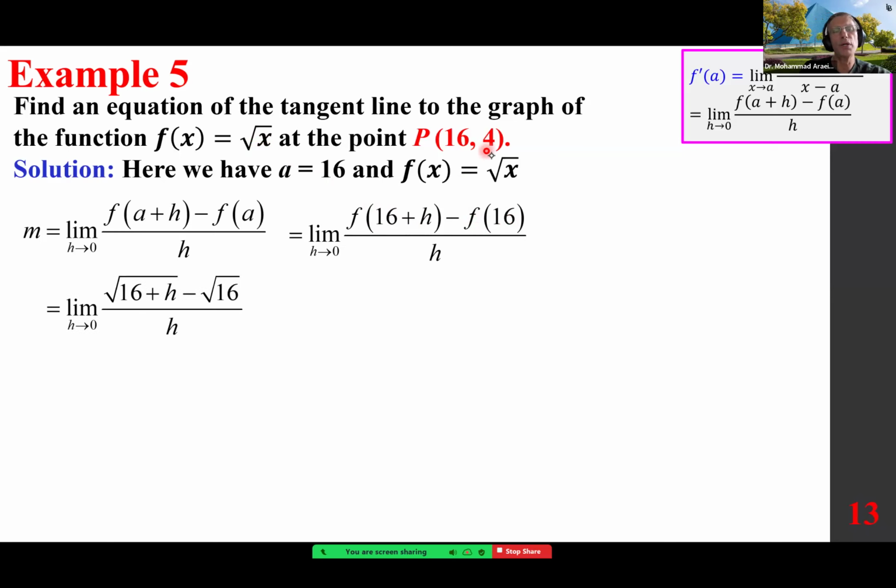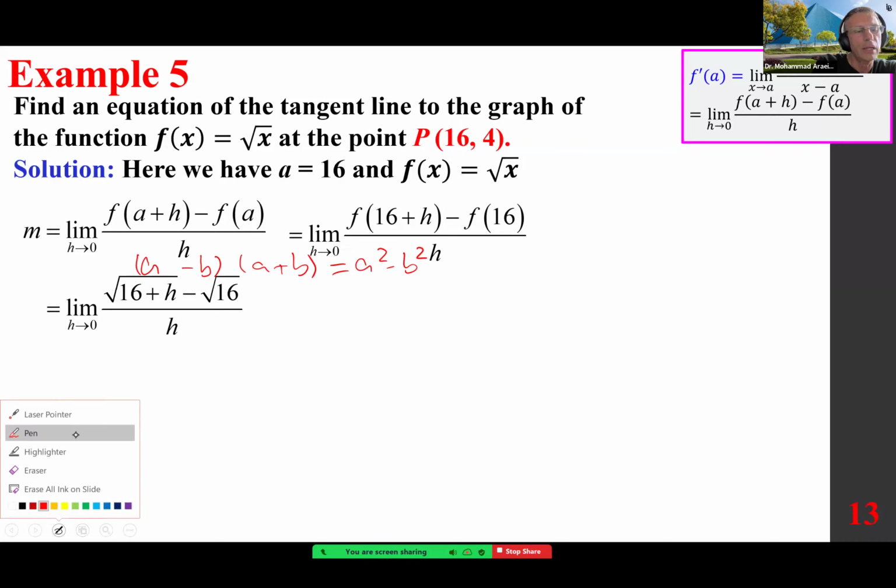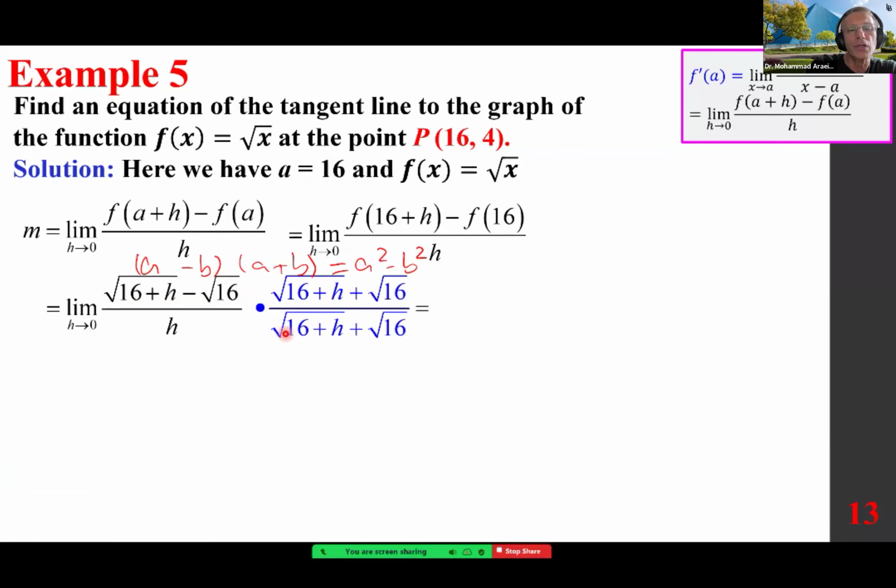You can plug it into this or just use 4. On purpose, I want to use square root of 16 just to remind you what you're looking at. If you plug in, of course, you get 0 over 0, indeterminate form. And the technique was to multiply by the conjugate. This is a minus b, the conjugate is a plus b, which results in a squared minus b squared. And so we're going to multiply by the same thing with the plus sign and divide by it. This expression, class, equals 1, and it's acceptable.